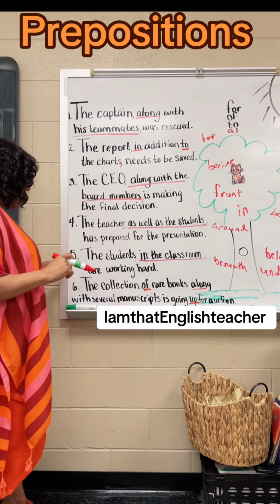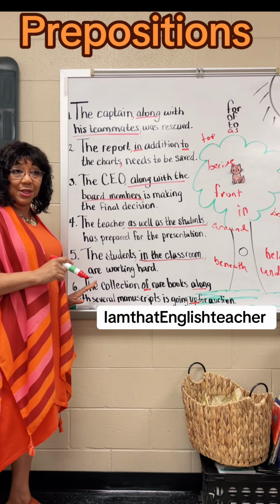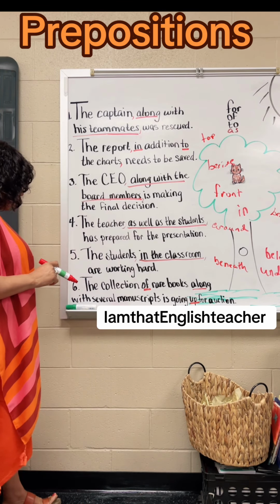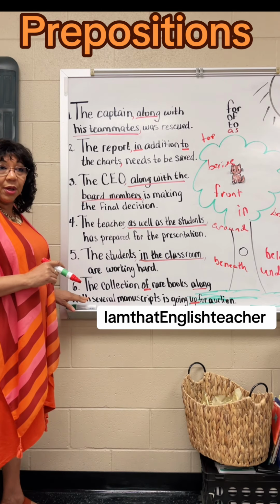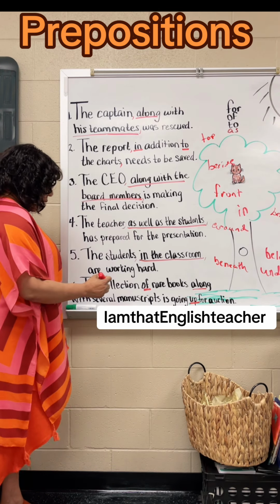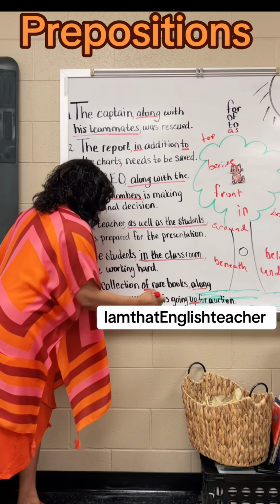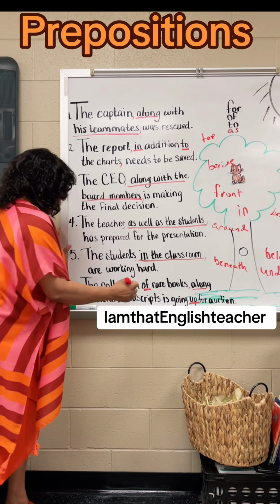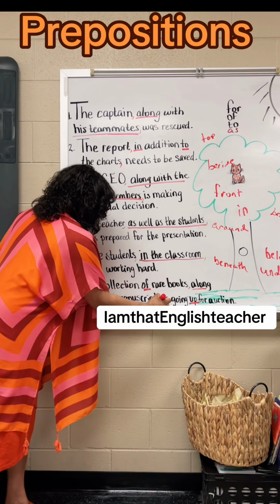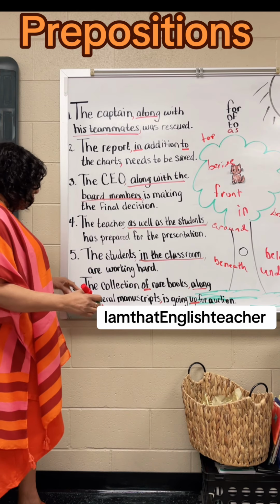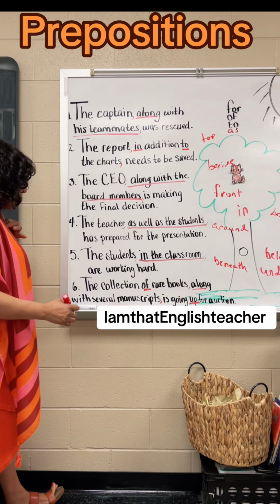So, where are we going to put a comma? Or do we need a comma? Do we need a comma in this sentence? No. Yes. Where are we going to put a comma? After books. After what? Books. And after the manuscripts. Okay, so we're going to do it like that. Look at there. The collection of rare books, along with several manuscripts, is going up for auction.